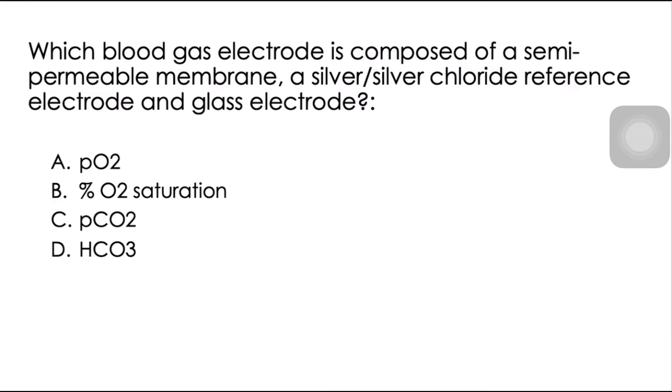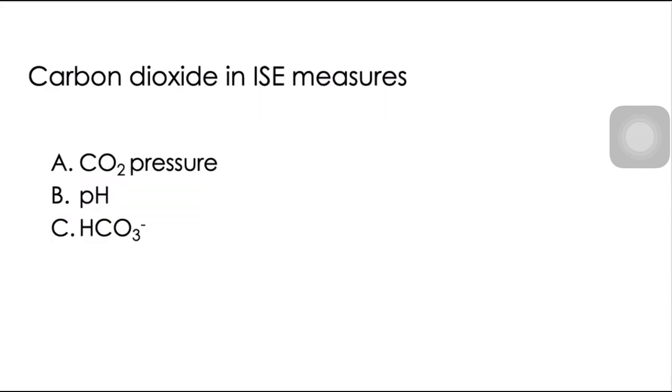Which blood gas electrode is composed of a semi-permeable membrane, a silver chloride reference electrode, and a glass electrode? So para din po siyang pH, no? Kasi ang pH, gumagamit ng glass electrode, gumagamit ng silver chloride reference electrode, pero ito po ay merong semi-permeable membrane. As I said nga po kanina, yung ating PCO2 is a modification of your pH. So, para din po siyang pH, gumagamit din siya ng glass electrode, gumagamit din siya ng silver chloride, pero dito nag-add tayo ng semi-permeable membrane for it to be selective to carbon dioxide. So, this one is true for letter C, PCO2. Okay, PCO2.